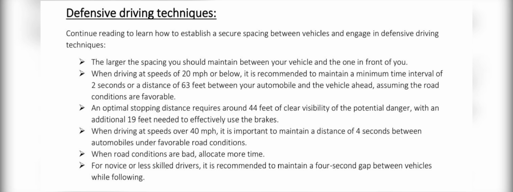When driving at speeds of 20 miles per hour or below, it is recommended to maintain a minimum time interval of 2 seconds or a distance of 63 feet between your automobile and the vehicle ahead, assuming the road conditions are favorable. An optimal stopping distance requires around 44 feet of clear visibility of the potential danger, with an additional 19 feet needed to effectively use the brakes. When driving at speeds over 40 miles per hour, it is important to maintain a distance of 4 seconds between automobiles under favorable road conditions.